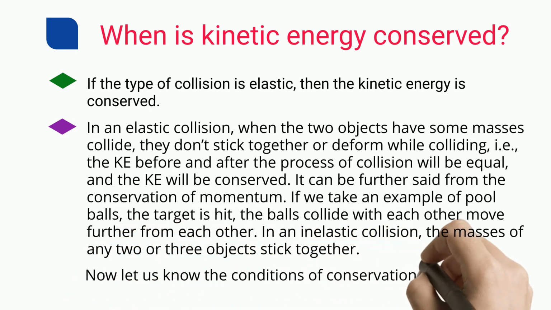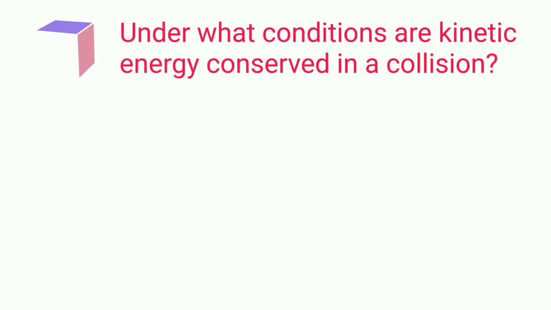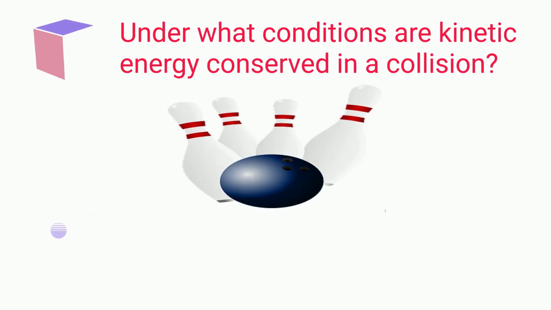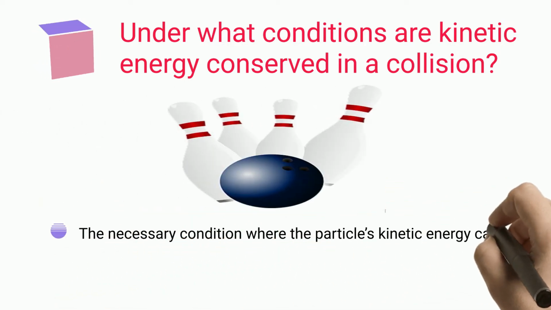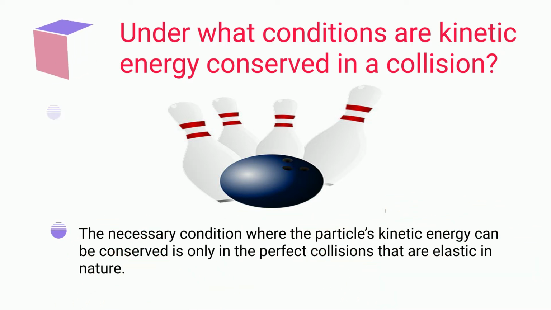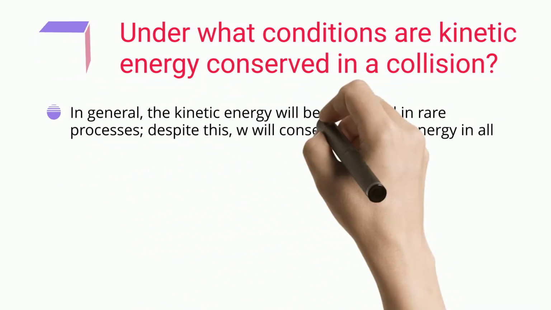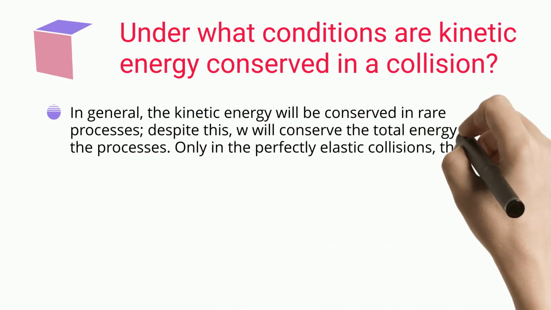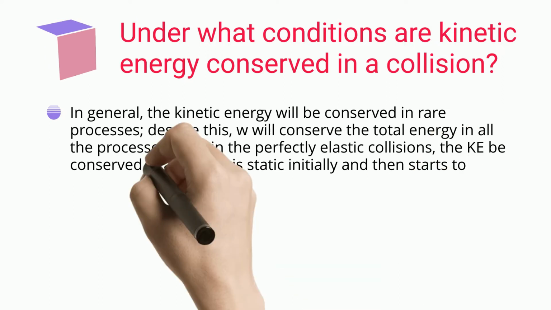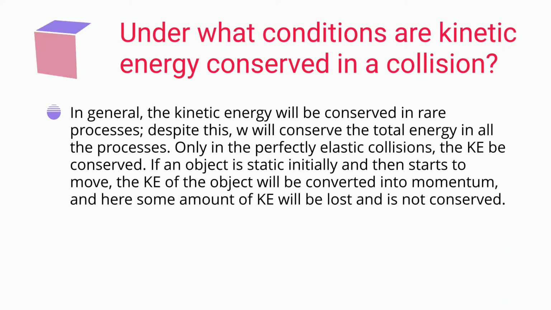Now let us know the conditions of conservation of kinetic energy. Under what conditions is kinetic energy conserved in a collision? The necessary condition where the particle's kinetic energy can be conserved is only in the perfect collisions that are elastic in nature. In general, the kinetic energy will be conserved in rare processes. Despite this, we will conserve the total energy in all the processes. Only in the perfectly elastic collisions will the KE be conserved. If an object is static initially and then starts to move, the KE of the object will be converted into momentum, and here some amount of KE will be lost and is not conserved.